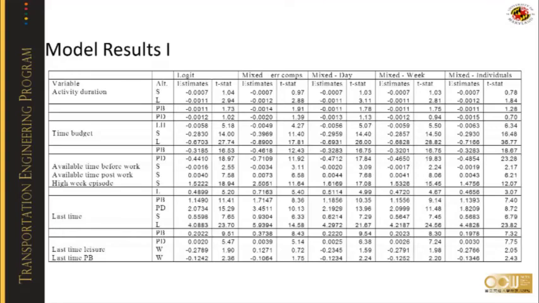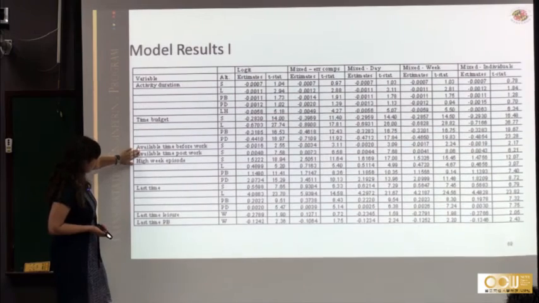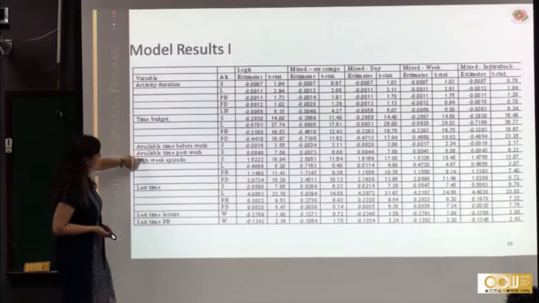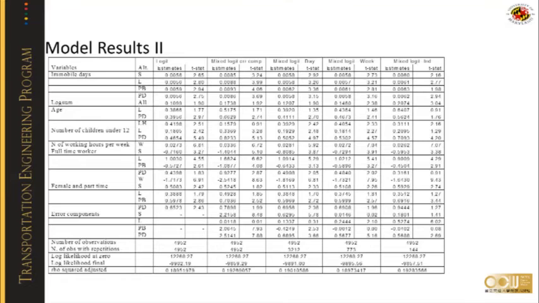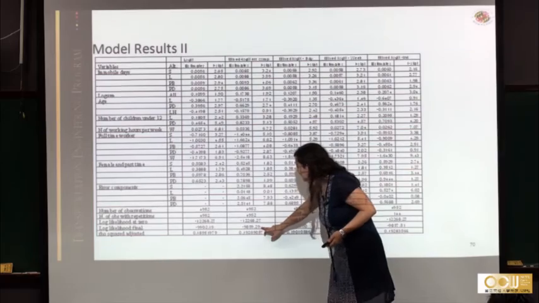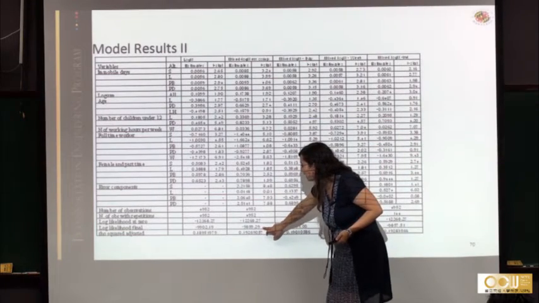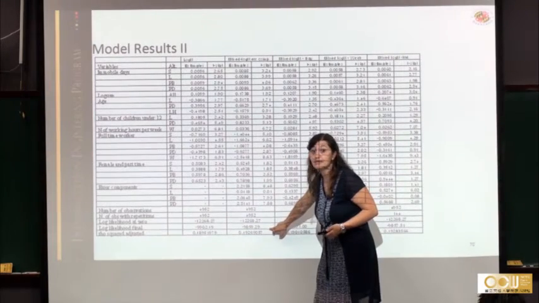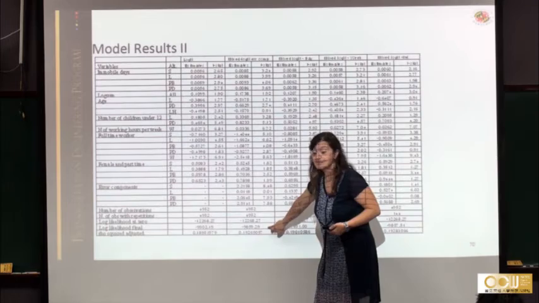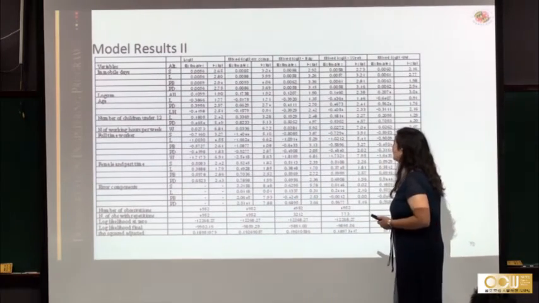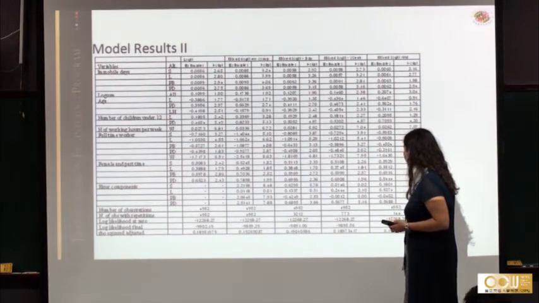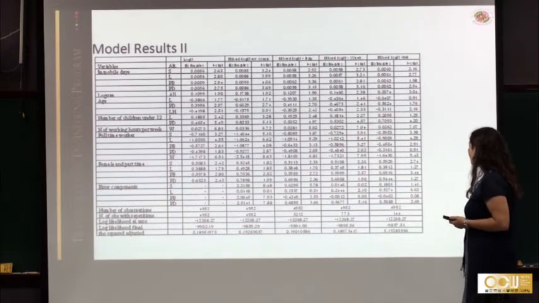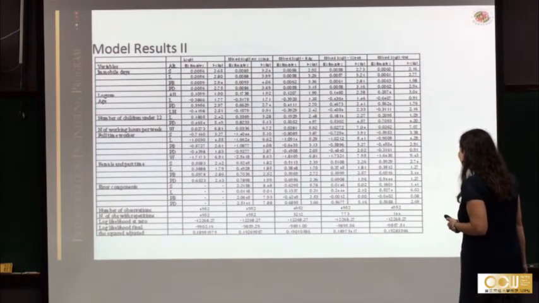Okay, so this is the estimation. So you see activity duration, time budget, available time before work, available time post-work, high week episode, etc. I had the logit here estimated. Then I have the error component. And you see that there is a significant improvement when you consider error component because there is indeed correlation across these alternatives. There is not much, let's see, I can barely read this.